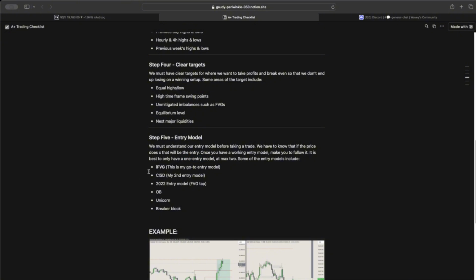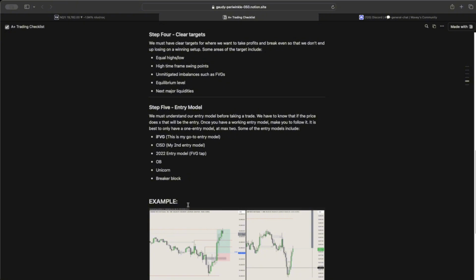Some of the entry models include inverse fair value gap. This is my go-to, my main entry model. And then CISD is my second entry model that I sometimes use, not often. My main is IFVG, like I said, and there are other entry models like the 2022 entry model, order block, unicorn, breaker block, whatever. There's a bunch of other entry models that you can learn, and master one.